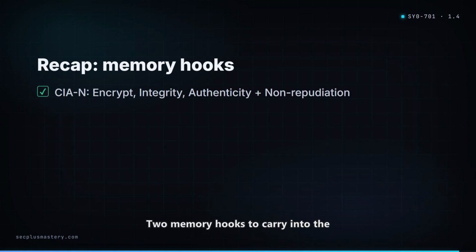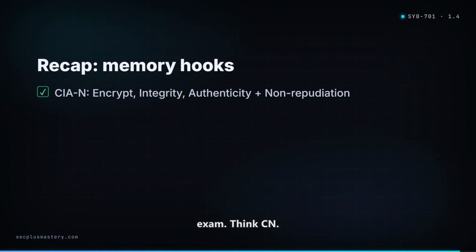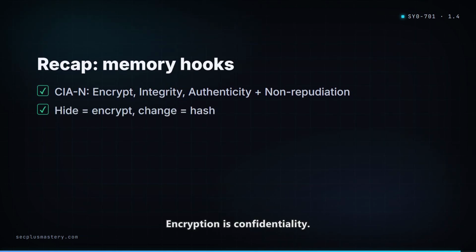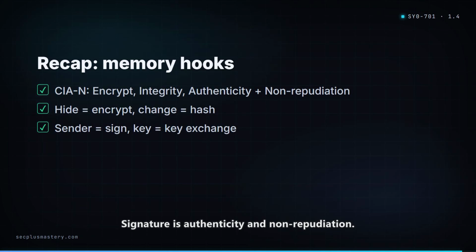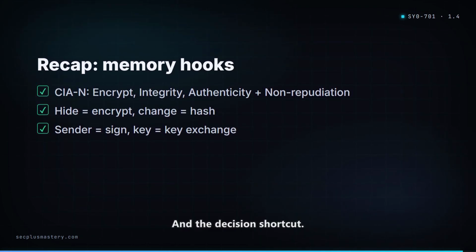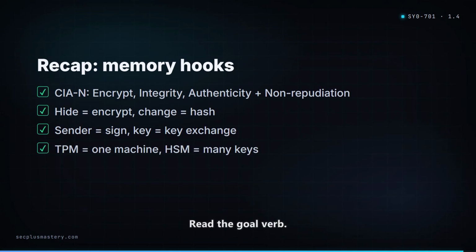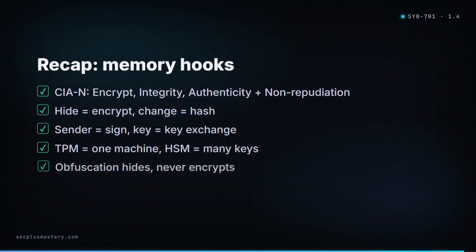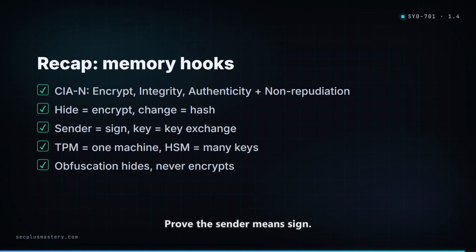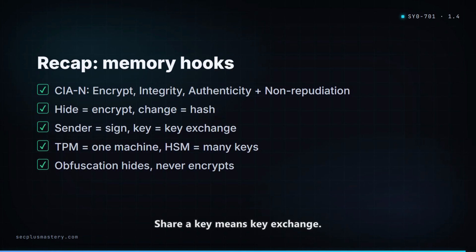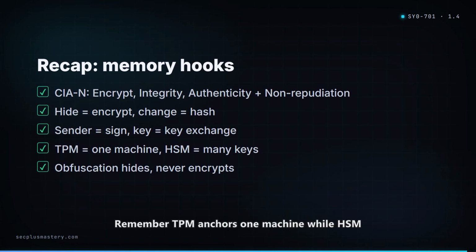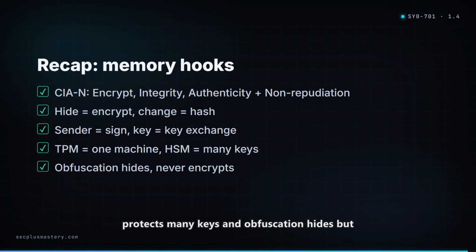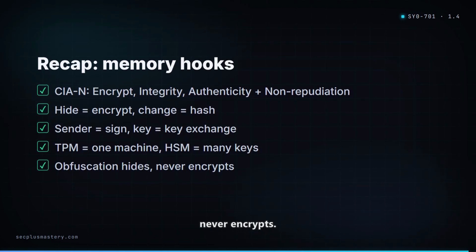2 memory hooks to carry into the exam. Think CIA. Encryption is confidentiality. Hashing is integrity. Signature is authenticity and non-repudiation. And the decision shortcut. Read the goal verb. Hide it means encrypt. Detect change means hash. Prove the sender means sign. Share a key means key exchange. Remember, TPM anchors one machine, while HSM protects many keys and obfuscation hides but never encrypts.